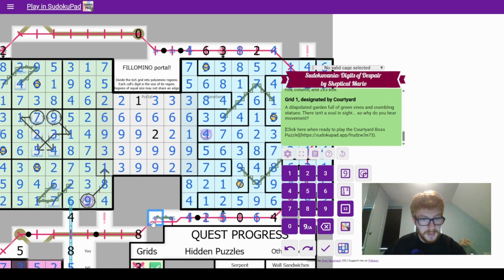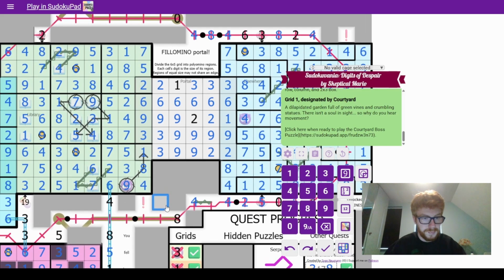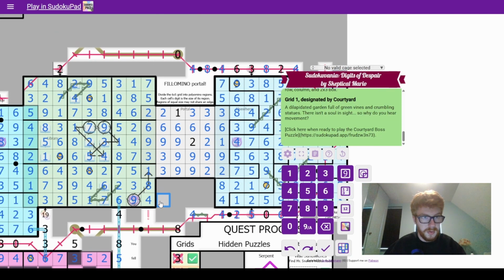Or we go 7, blank, which is 1. Oh, and then that's a 2. That isn't correct. So that's not a 7. That's a 4. That is a 4. Now that is blank. We know it's not a 6, so that's an 8. Okay, interesting. That's also interesting.